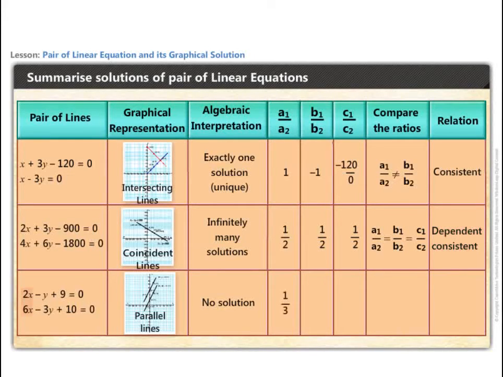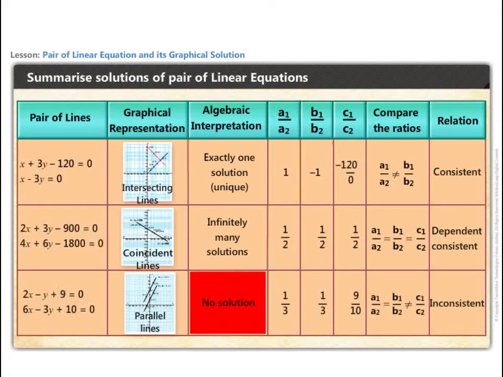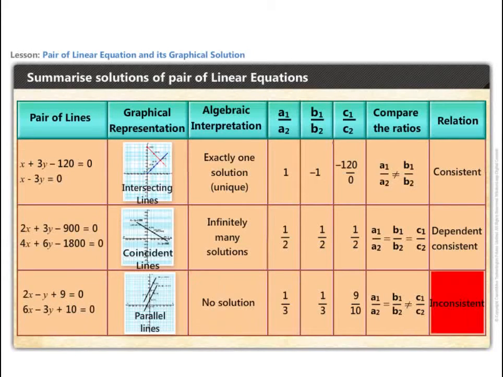In the third set of a pair of linear equations which has no solution or is an inconsistent pair of equations, we observe that a1 by a2 is equal to b1 by b2, which is not equal to c1 by c2.